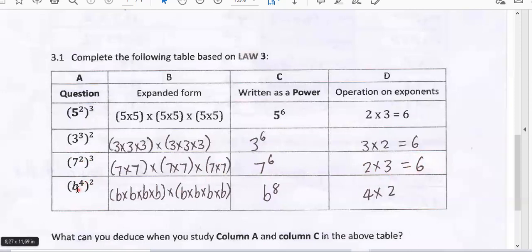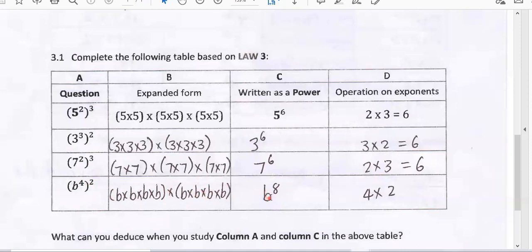Now, the last part, we have a power which is b to the exponent of 4, all raised to an exponent, which is 2. The inner exponent inside the bracket is telling me I must multiply the b by itself 4 times. So we're going to have b times b times b times b. And the outer exponent outside the bracket, the 2, is telling me I must repeat that process how many times? 2 times. So that's why the same thing is repeated 2 times.